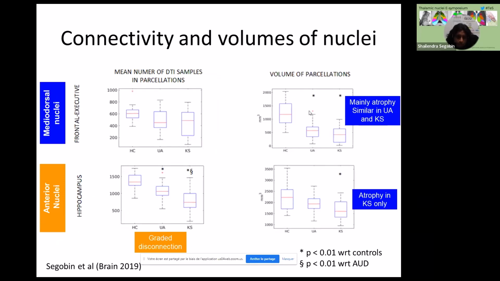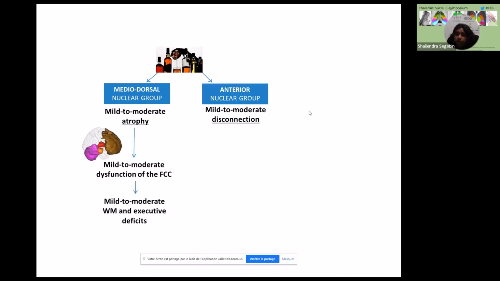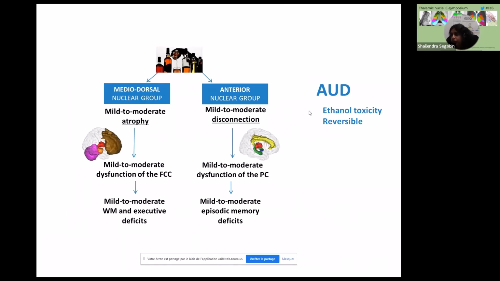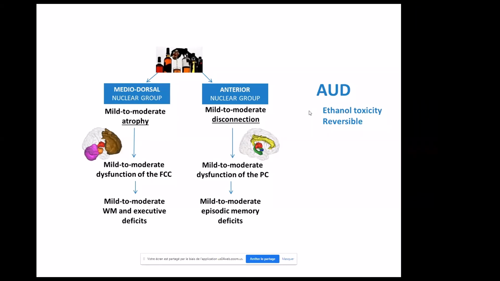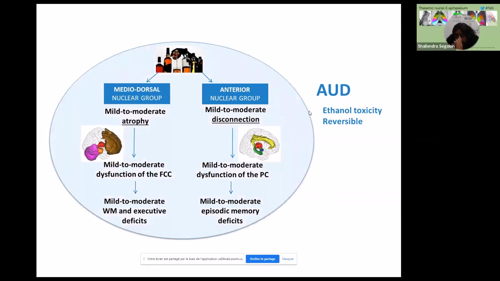So what can we say about the results we found? Basically, the graded disconnection and the atrophy, which is similar in the mediodorsal nuclei, but only present in the anterior nuclei. So our study showed that the chronic and excessive consumption of alcohol caused moderate to mild atrophy in both the mediodorsal nuclei and the anterior nuclei, which in turn explains the mild to moderate deficits seen in both working memory and executive functions, and also episodic memory deficits. And this is likely due to the direct neurotoxicity of ethanol.